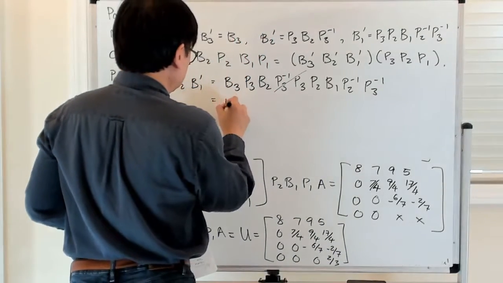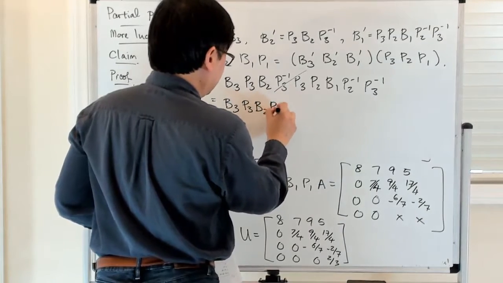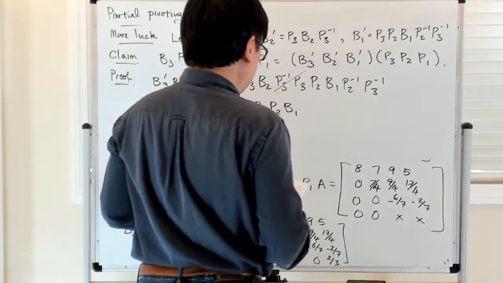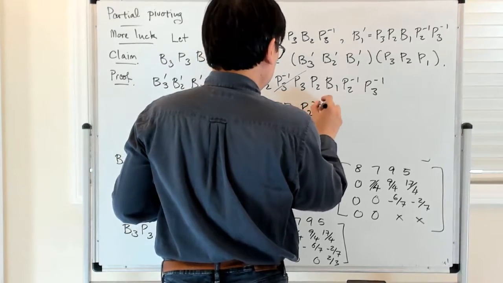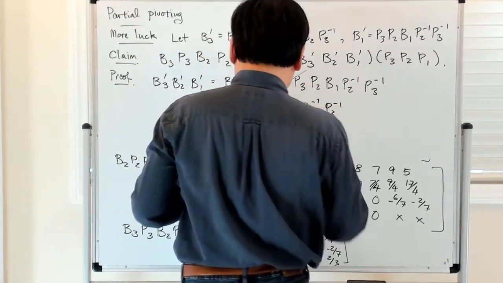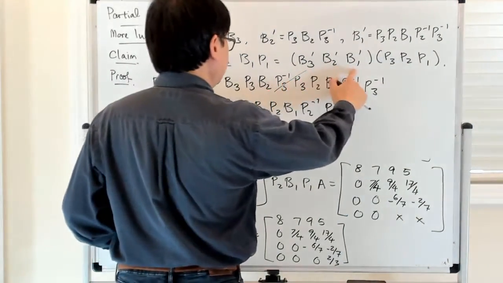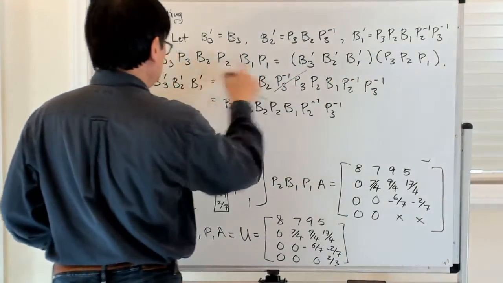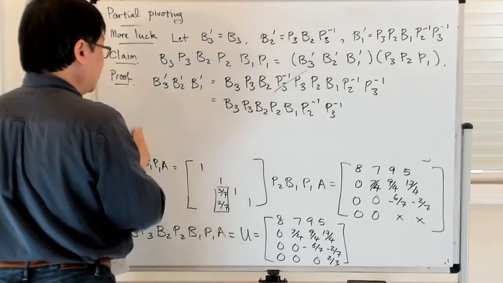Okay, so this is just B3, P3, B2, P2, B1, P2 inverse, P3 inverse. Right? So we wanted to show that this product times this is this expression. So we've evaluated B3 prime, B2 prime, B1 prime.